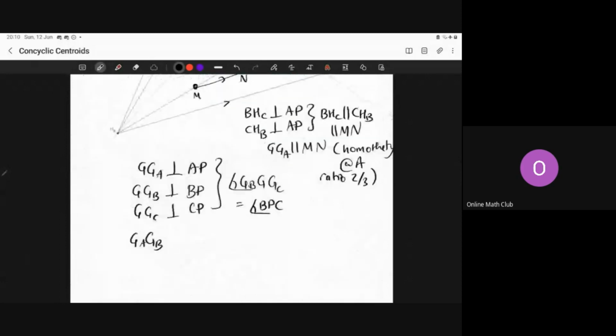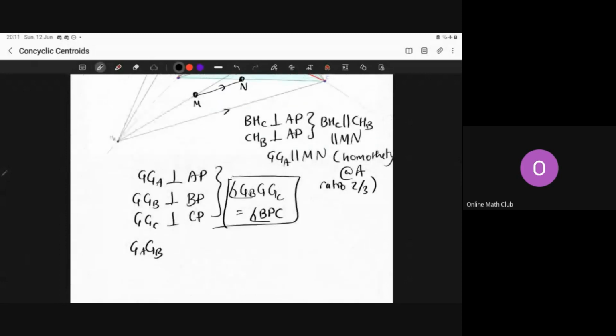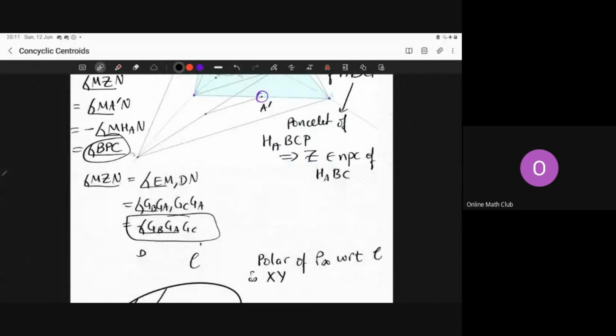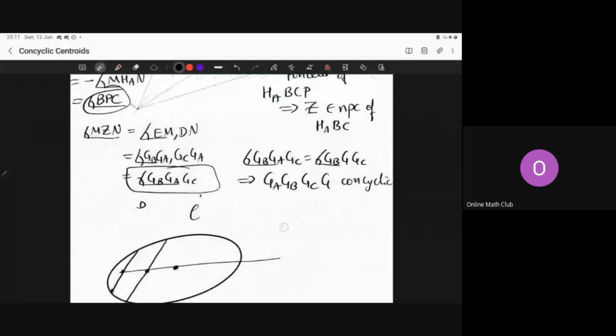So previously what we found was this result. Combining these two, what we get is angle GBGAGC equals angle BPC, which implies GA, GB, GC and G are concyclic. I'll also erase this result.